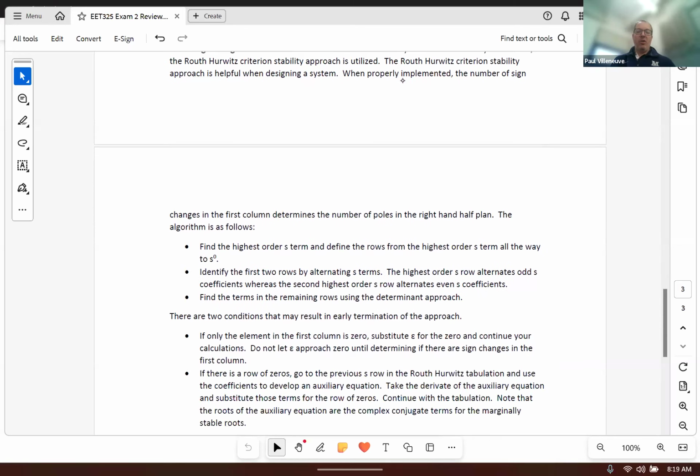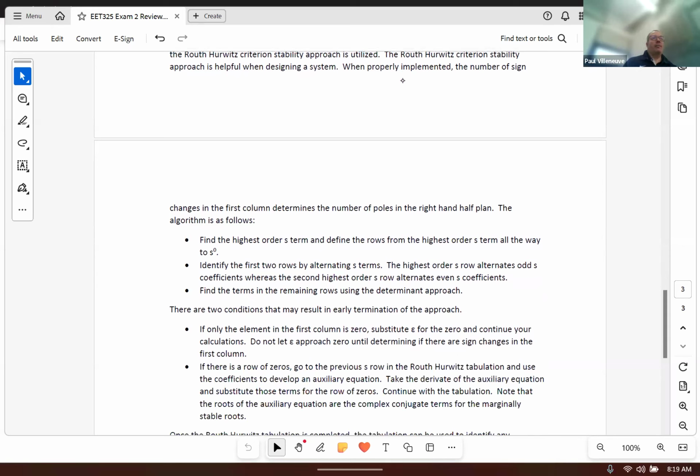If we terminate early, if the first column in any row is 0, just the first column, then we substitute E. And then we continue on with our results. And then at the end, we allow E to approach 0. That's not a sign change. 0, I guess, technically has no sign, right? It's neither positive nor negative.